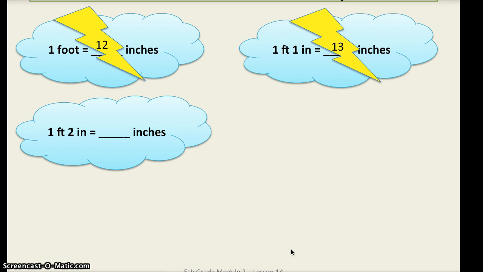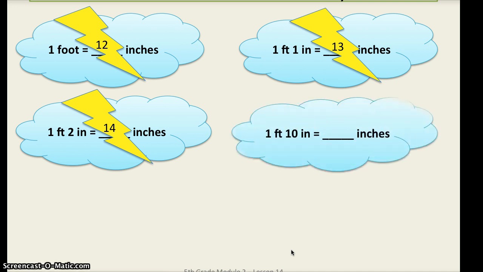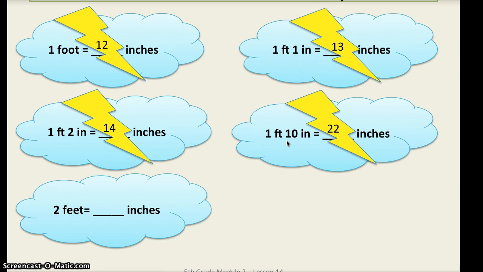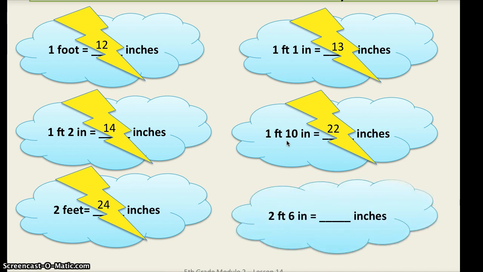1 foot 2 inches is how many inches altogether? 14. 1 foot and 10 inches is 22. I'm taking that 12 and adding 10 more. 2 feet is how many inches? Yes, 24. And our last one, 2 feet 6 inches is 30 inches.